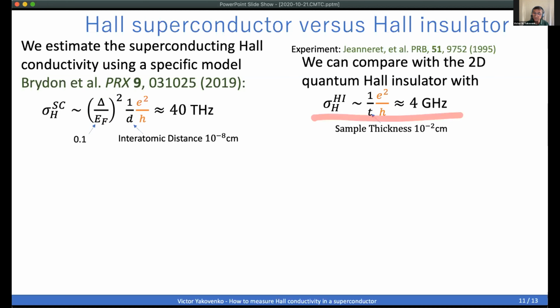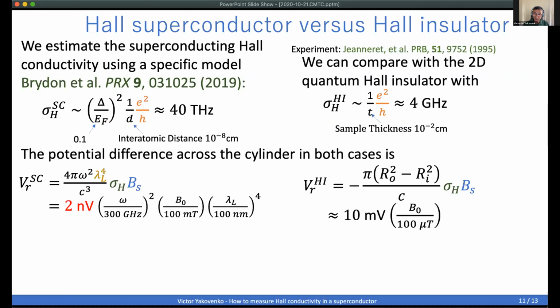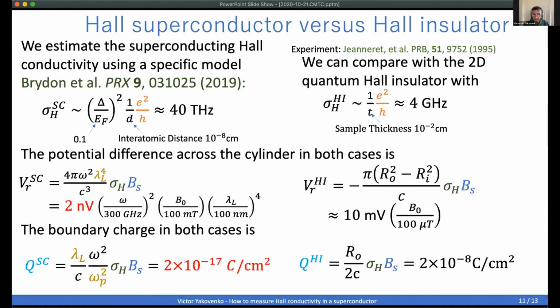For comparison, I do this for the 2-dimensional Hall effect, where in fact, Corbino measurements have actually been done experimentally for a 2-dimensional quantum Hall insulator. So anyway, if I go through the numbers, I don't want to bore you with this. The conclusion is that the estimate of the induced voltage for some quasi-realistic parameters is like 2 nanovolts for the superconductor, whereas for Hall insulators it was 10 millivolts. So it's surely much easier to measure 10 millivolts, and that was actually measured experimentally. But for the superconductor, unfortunately, it would be several orders of magnitude smaller, 2 nanovolts. So it's a very challenging experiment.